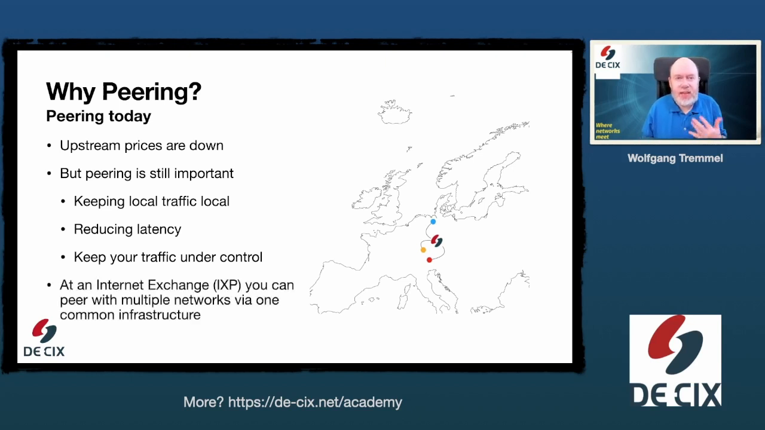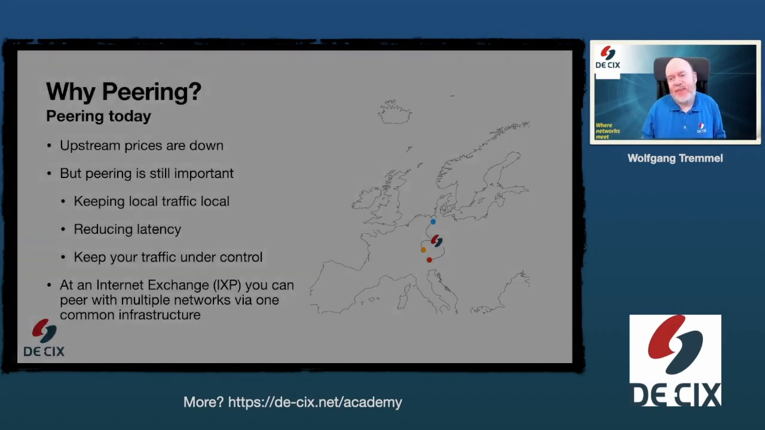And an internet exchange helps to facilitate peering by offering a meeting place for multiple providers, for a lot of providers. For example, DE-CIX Frankfurt has more than 1,000 peers. So if you want to peer, well, of course, DE-CIX is the place to be.